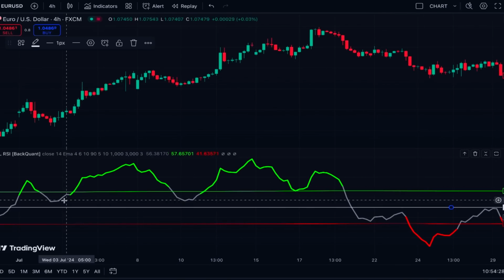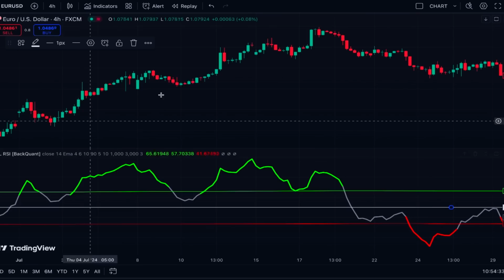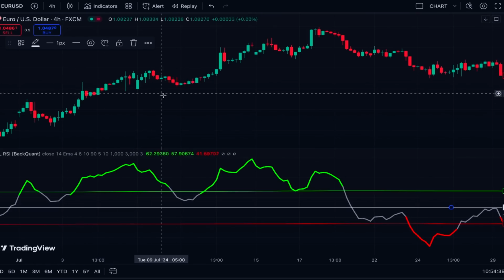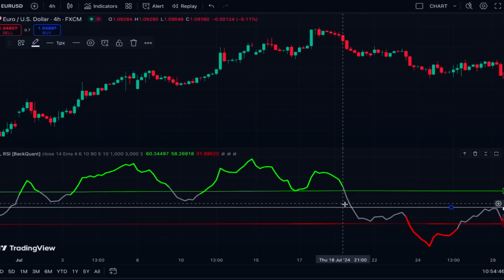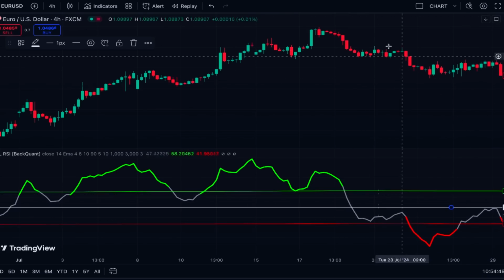When the line is above the center line, the market is trending up and we look for buying opportunities in the pullbacks, and when the line is below the center line, the market is trending down and we look for sell opportunities in the pullbacks.